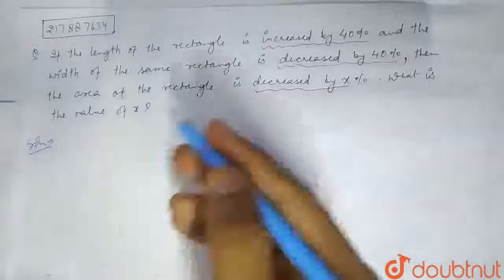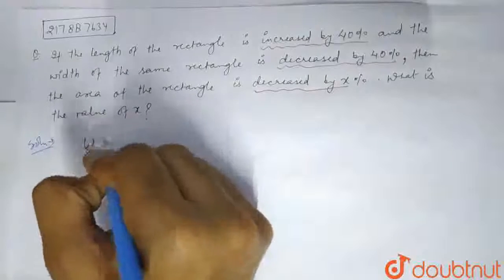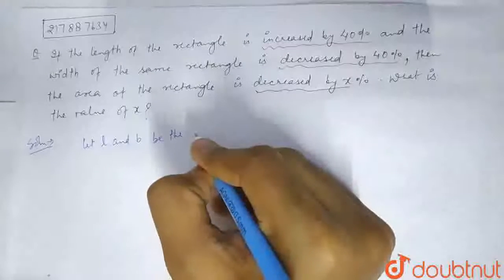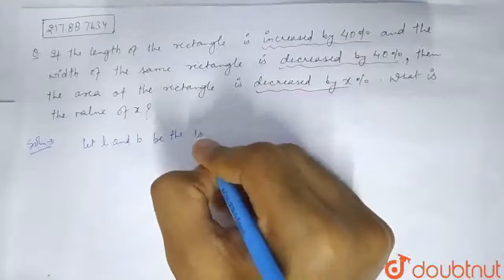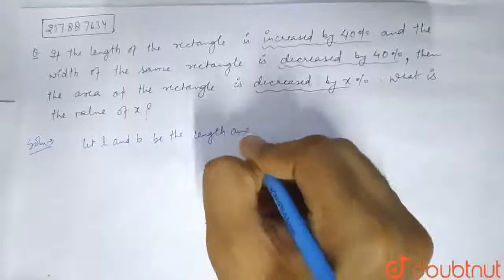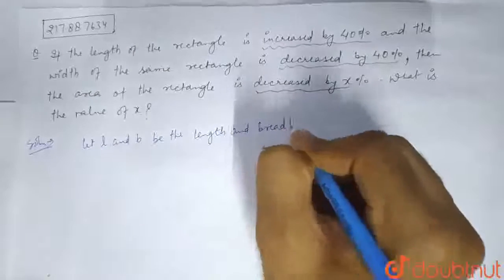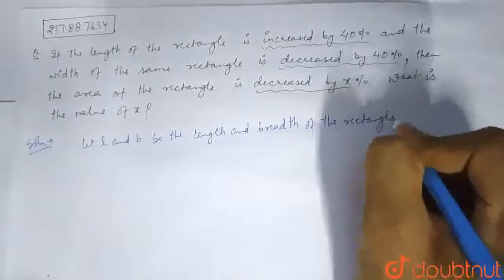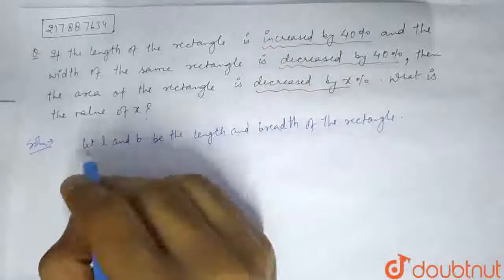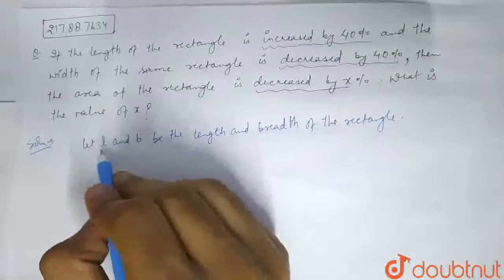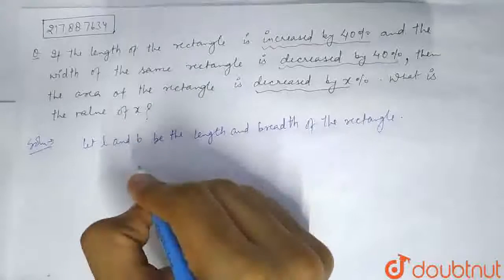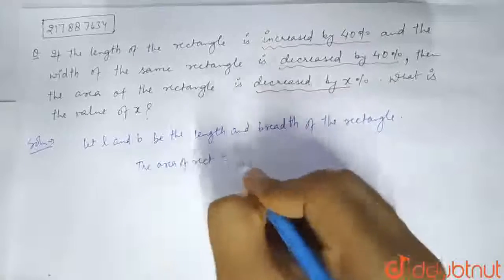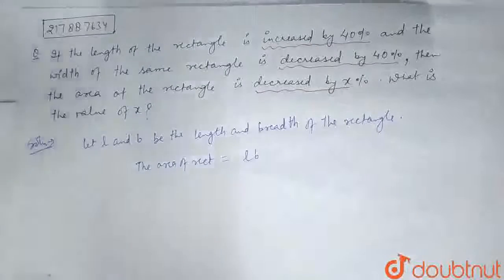length and breadth to be L and B. Okay, so let L and B be the length and breadth of the rectangle. Cool. Now according to these dimensions, the area of the rectangle would be L into B.